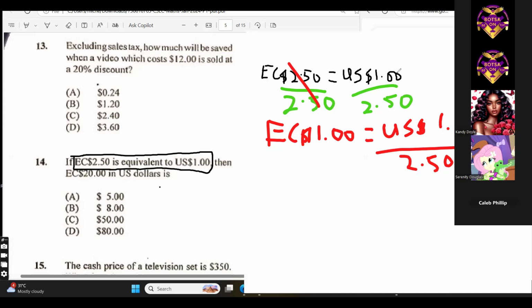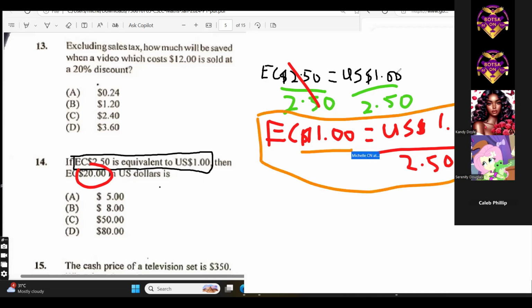Now, the next thing that I am going to do, so I found for 1. So now I need to find for 20 EC dollars, because that's what they're asking us for. They want the US amount for 20 EC. So now using the same equation, I will ask myself, what do I need to do with the EC figure for it to become 20? Well, multiply. That's the only thing. Multiply by 20 would change 1 to 20.